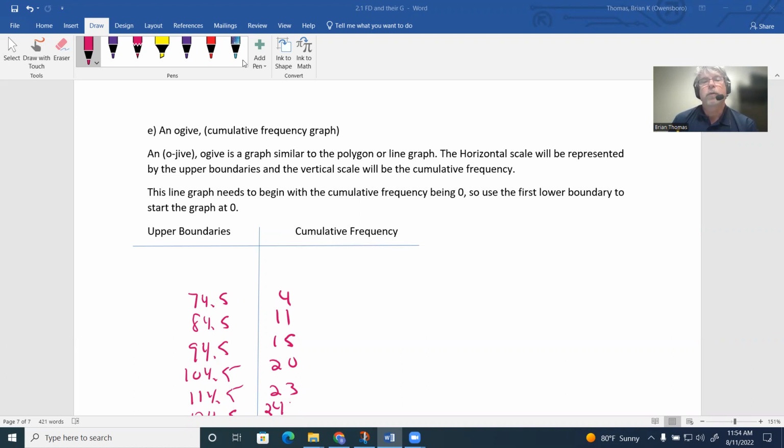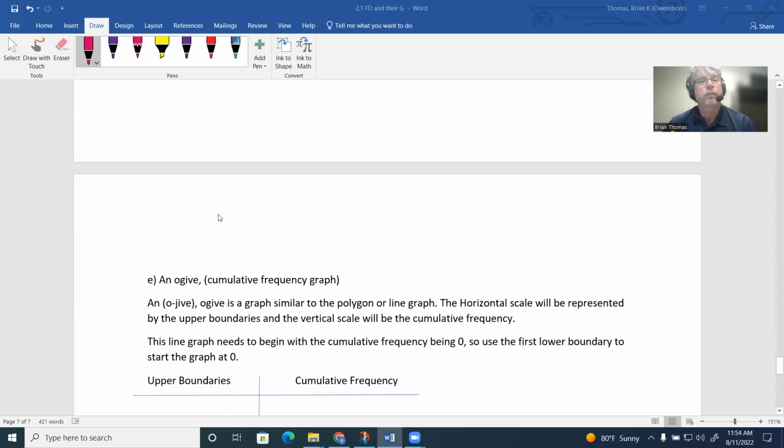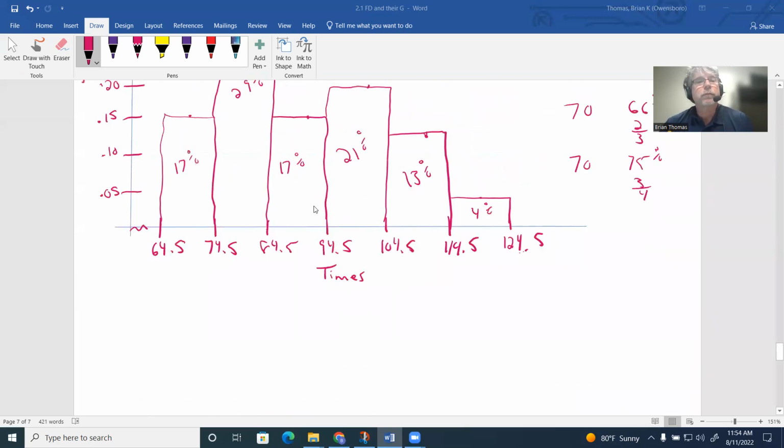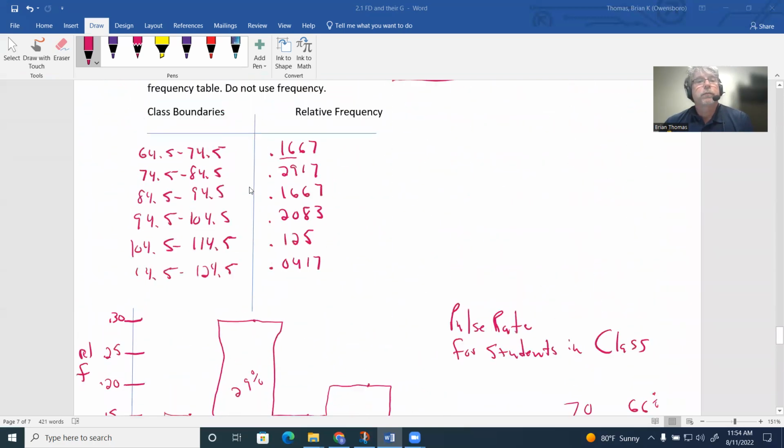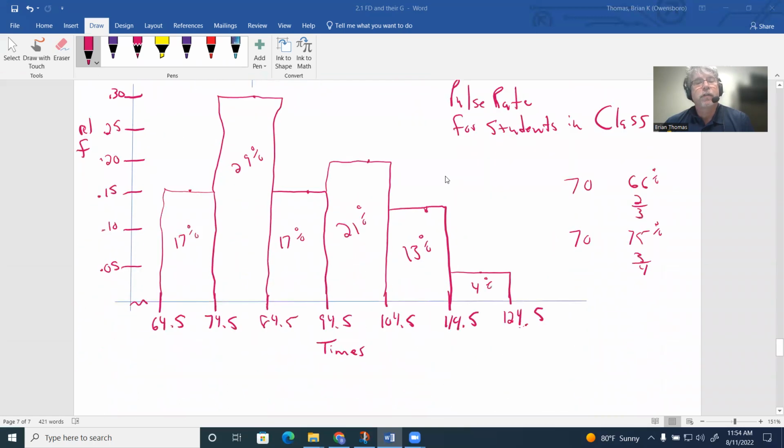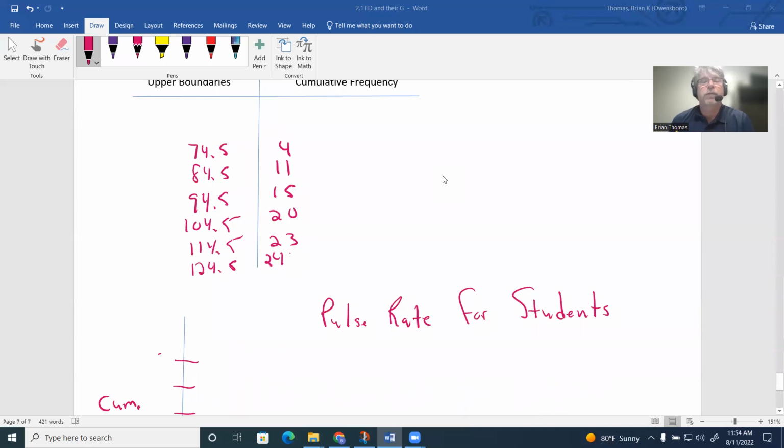The horizontal scale, though, is going to be represented by the upper boundaries. And the vertical scale will be the cumulative frequency that we found in the expanded frequency table. So the thing though is this line graph needs to begin with the cumulative frequency being 0. So we have to use the first lower boundary to start the graph at 0. So the first lower boundary was actually, if we go back up here, we actually have to use the 64.5 because that's going to be outside of our information. And there wasn't going to be any frequencies in that data. So 64.5, and we're going to have a 0 there.